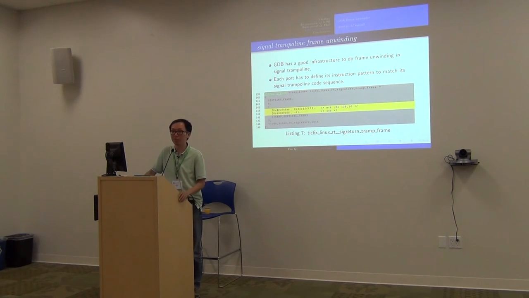And the important thing here is that there are some instruction patterns you have to define here to match. These instructions will be the signal trampoline instructions. So you have to define them so that the GDB can match them and identify, okay, this is the frame of the signal trampoline.